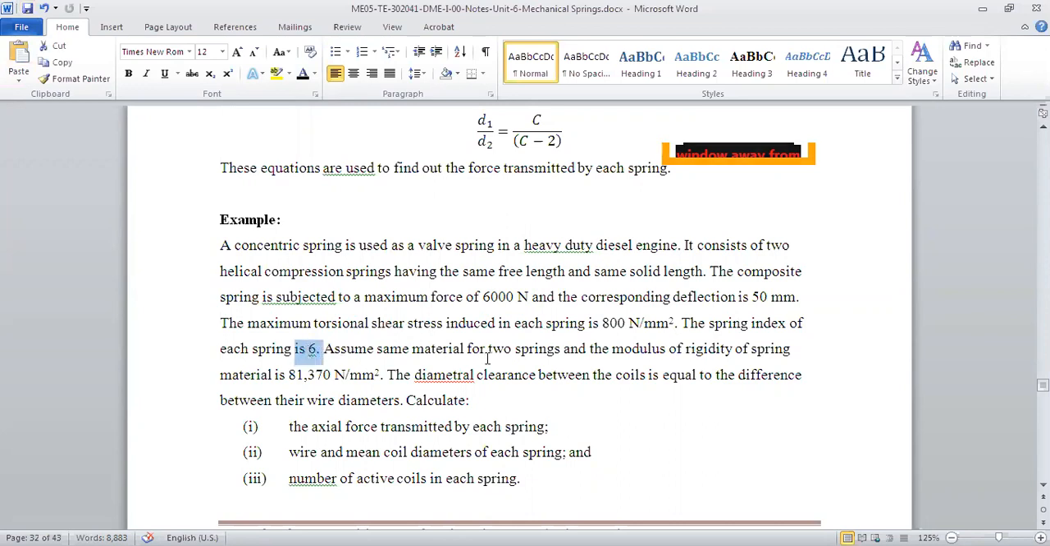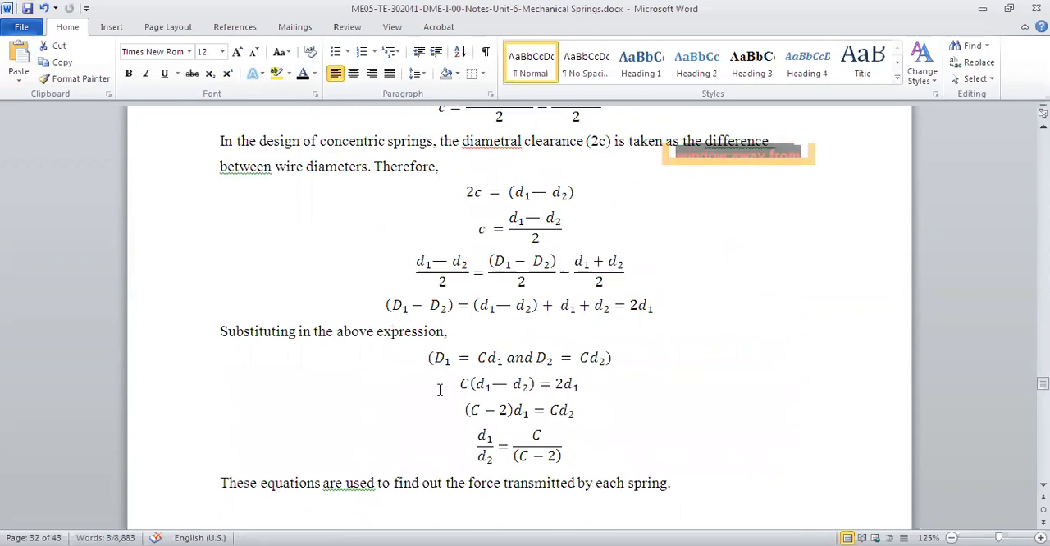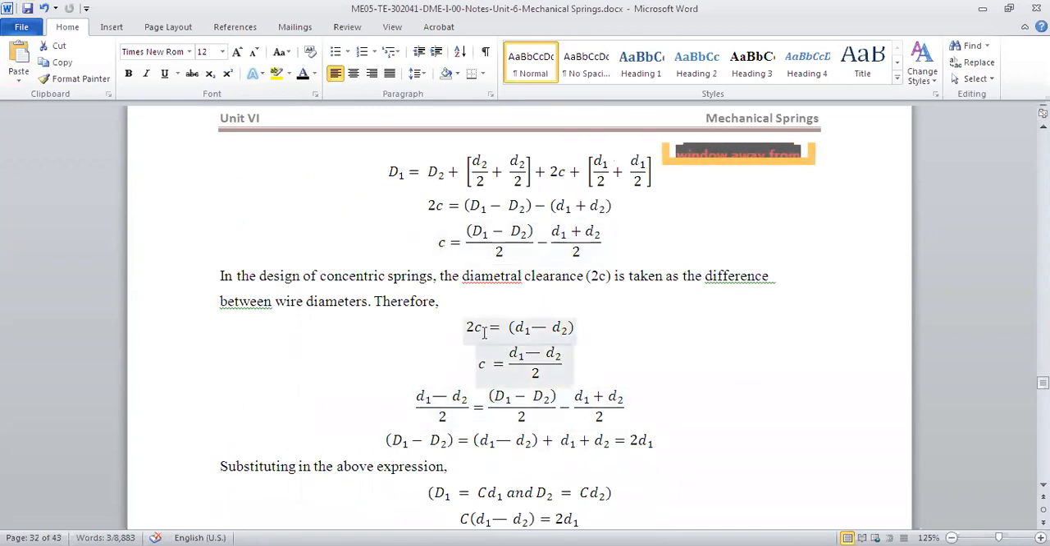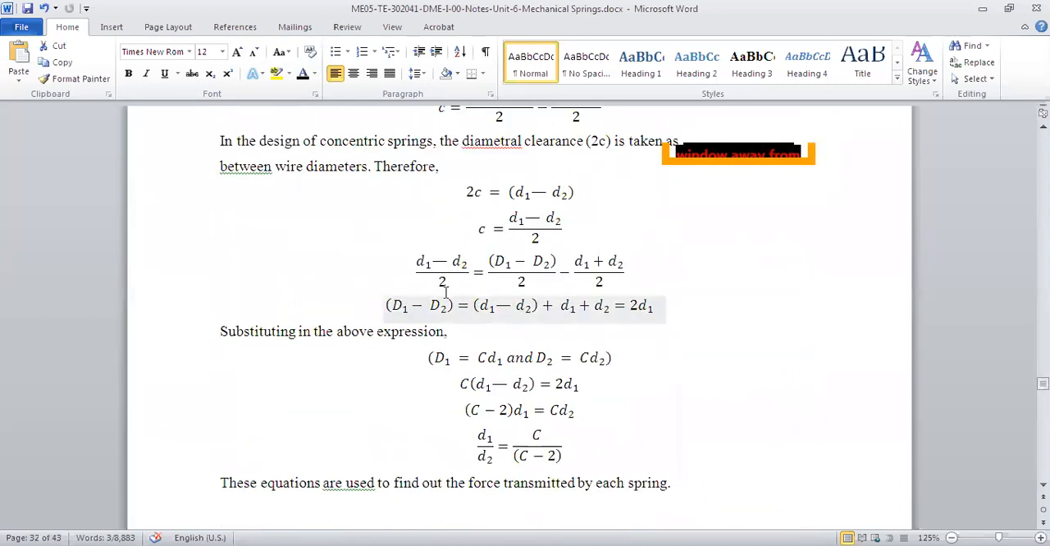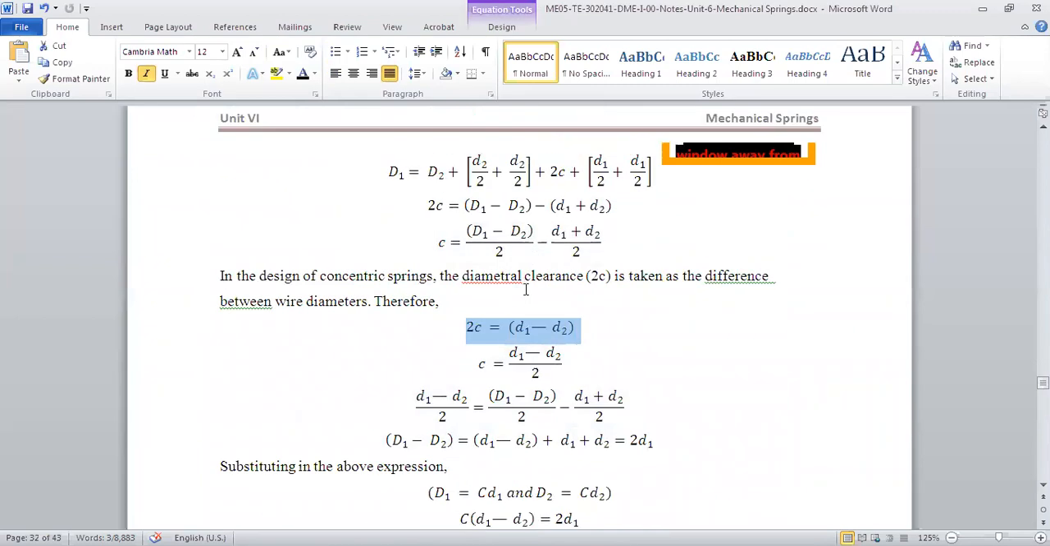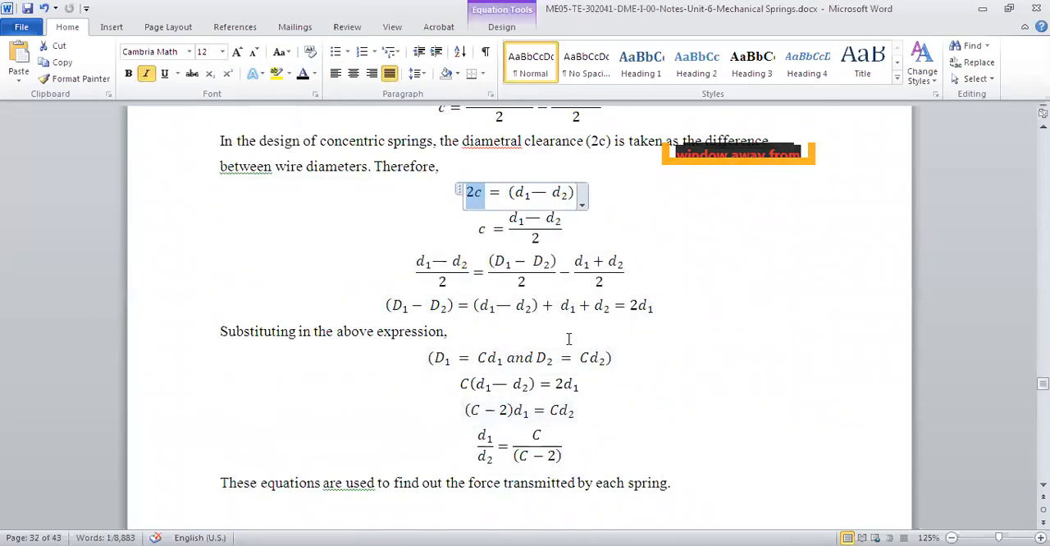C is given as 6 for both the springs, right? The modulus of rigidity of the springs is 81,370 Newton per mm square. The diametric clearance between the coils is equal to the difference between the wire diameters. So what they are saying is that the diametric clearance 2C is equal to D1 minus D2. That's what they are saying, so we can use these formulas.